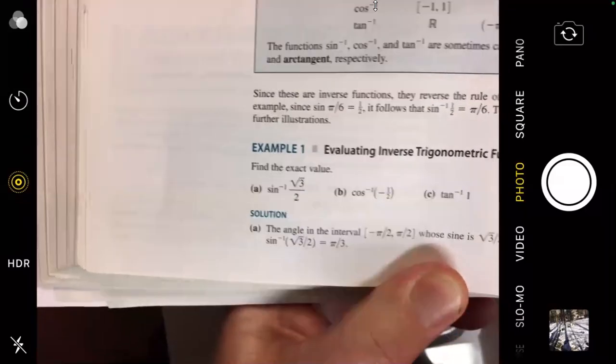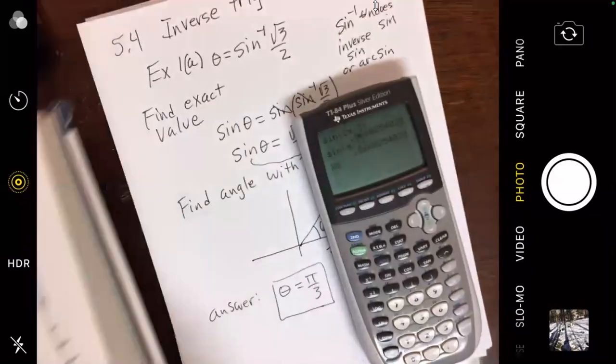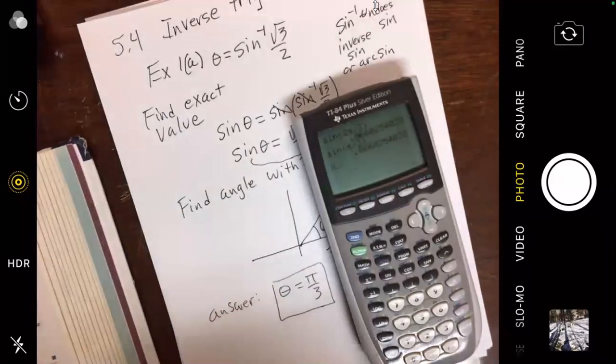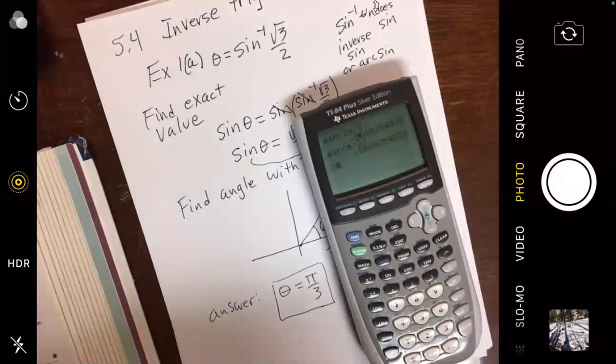Pi over 3. Okay. Let me do a few more before I try to bring in their gibberish, because the gibberish is important. They're going to give you some numbers you can't do, and you can't do them because they're out of domains.